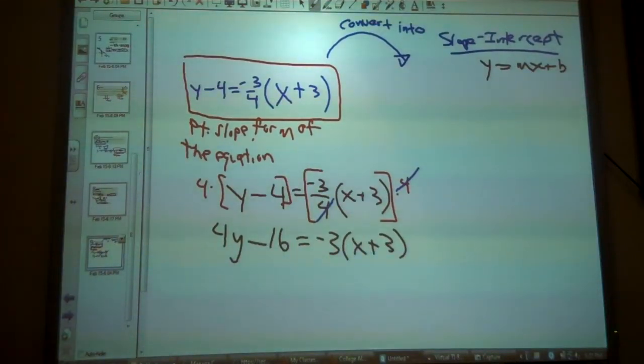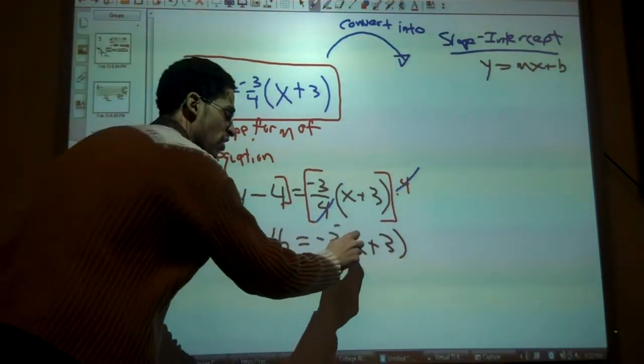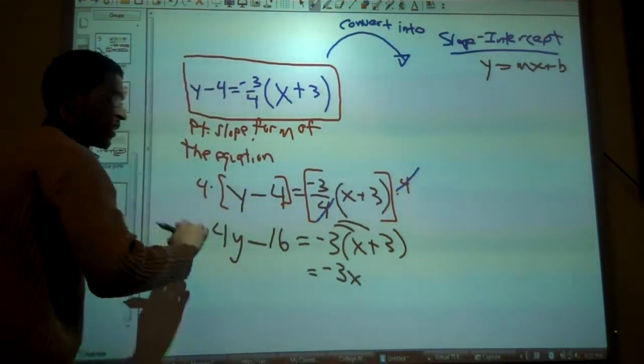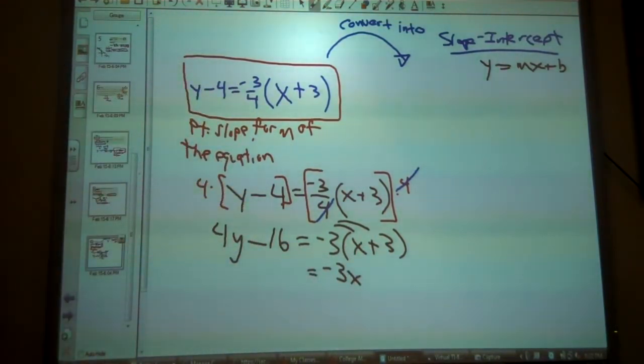Okay, we have 4y minus 16 equals. So just a few algebra steps and we're done. Let's put this minus 3 in here. Distribute it across. Be careful. That is a minus 3x, but then that's a minus 9.